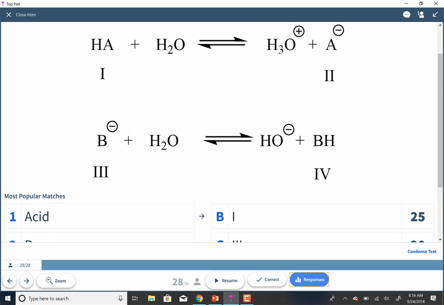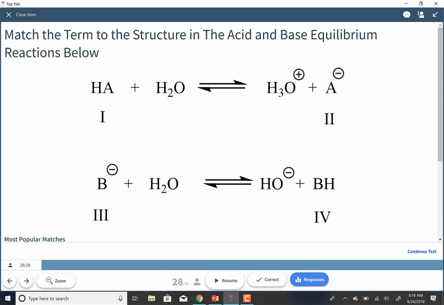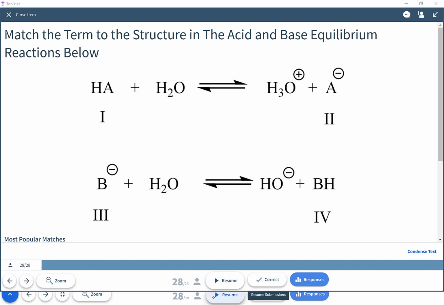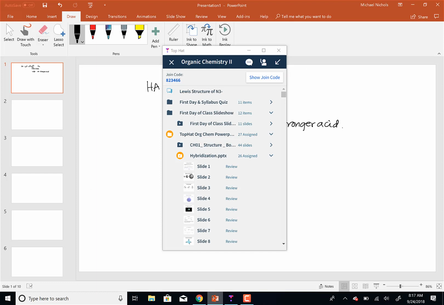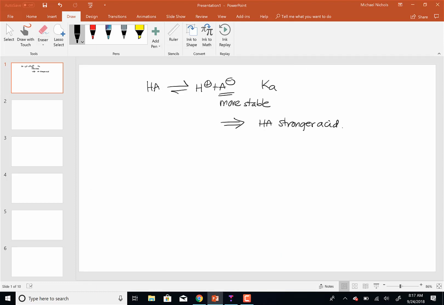So the acid always produces its conjugate. Okay, let me go back to the hat. So if I have my HA going to H plus and A minus, this A minus is always going to be the conjugate base.